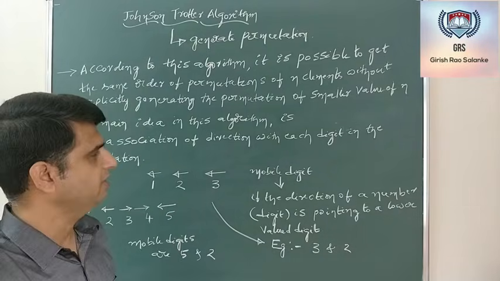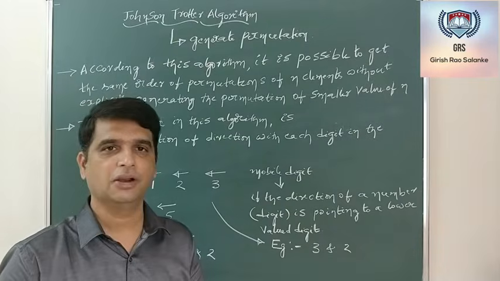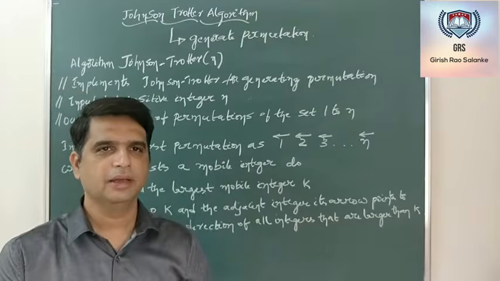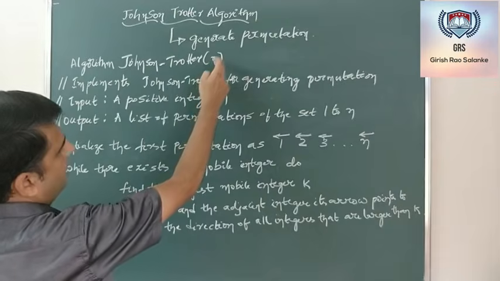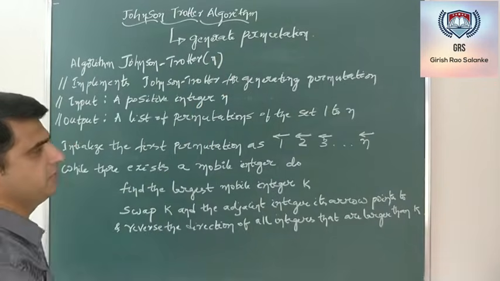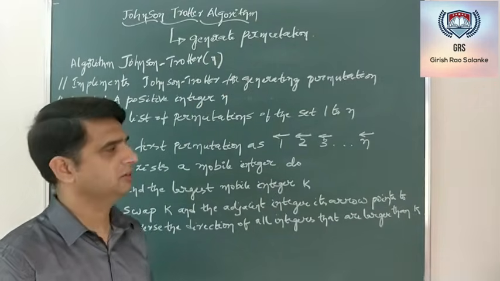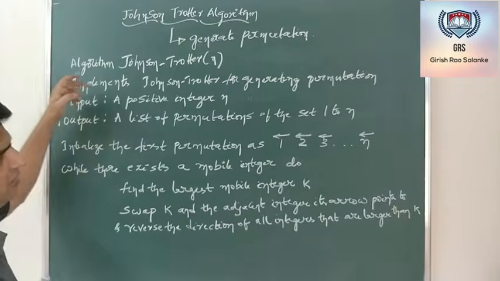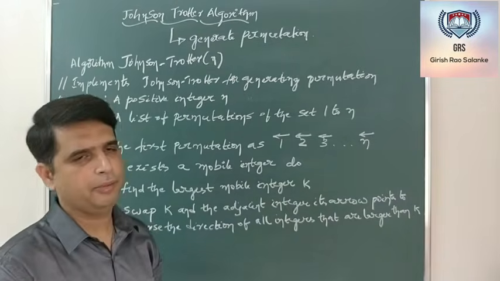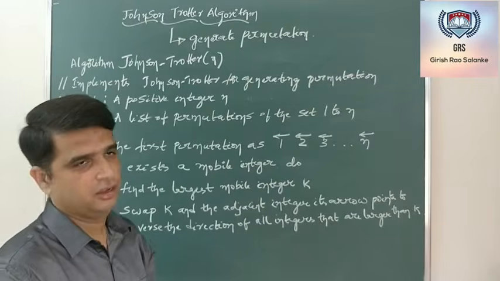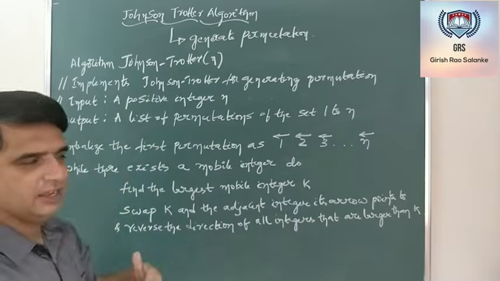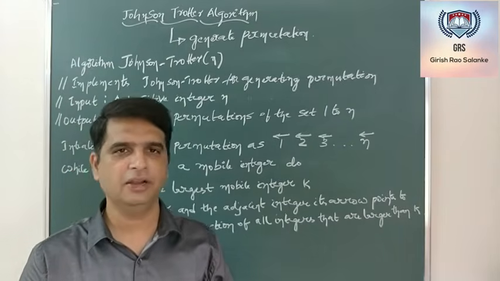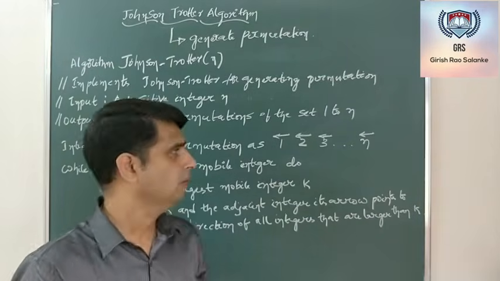Now with these basic things we can come up with the Johnson-Trotter algorithm. Yes, this is the Johnson-Trotter algorithm. The algorithm is named Johnson-Trotter, and the input to this algorithm is an integer variable n, for which we are supposed to find the different permutations. The description says it implements the Johnson-Trotter algorithm for generating permutations of n different objects. The input is a positive integer n, and the output is the list of permutations for the given set of n objects, that is, from 1 to n.